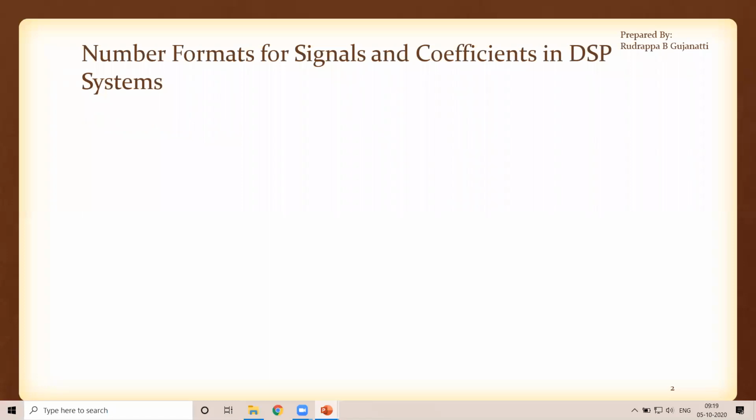First, number formats for signals and coefficients in DSP systems. In this part, we'll be discussing the different number formats used to represent the signals and also the coefficients you get when designing a DSP system. How are these represented in the different number formats that are utilized? That is what we'll be discussing.